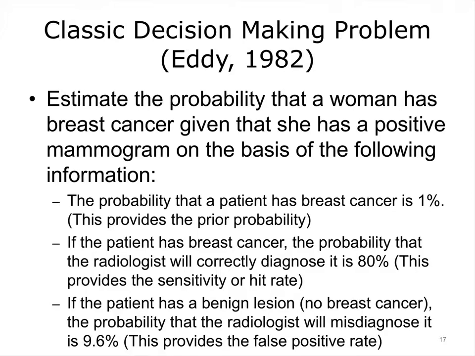Eddy's classic study is an interesting case in point. He presented clinicians with the following problem. Estimate the probability that a woman has breast cancer given that she has a positive mammogram on the basis of the following information. The probability that a patient has breast cancer is 1%. This provides the prior probability. If the patient has breast cancer, the probability that the radiologist will correctly diagnose it is 80%. This provides the sensitivity or hit rate. And if the patient has a benign lesion or no breast cancer, the probability that the radiologist will misdiagnose it is 9.6%. This provides the false positive rate.